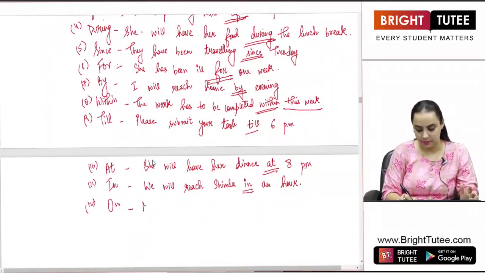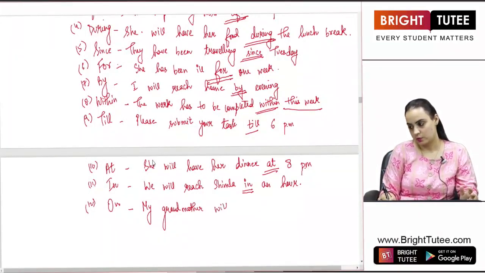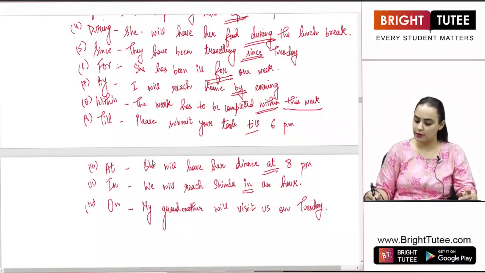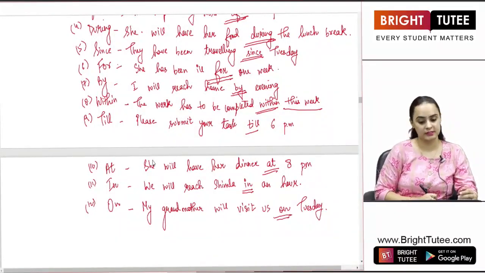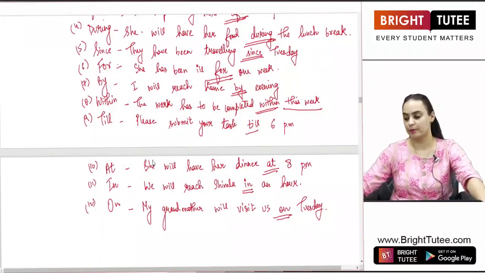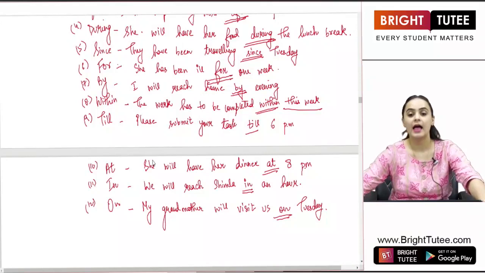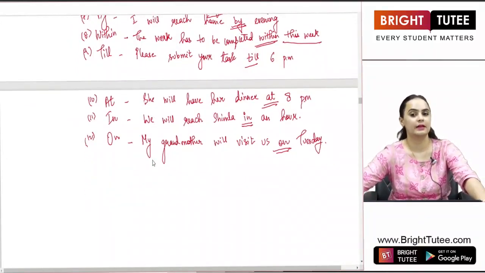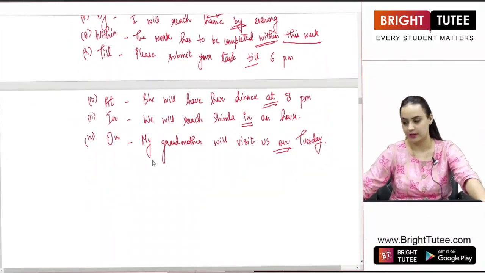Okay, so my grandmother will visit us on Tuesday. So what is the time when my grandmother will visit us? On Tuesday. So I have told you the most common prepositions of time and how we use them, an example for each one of them.